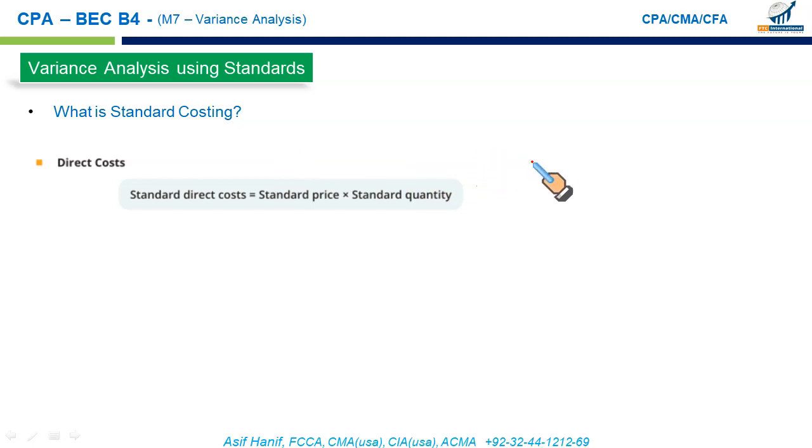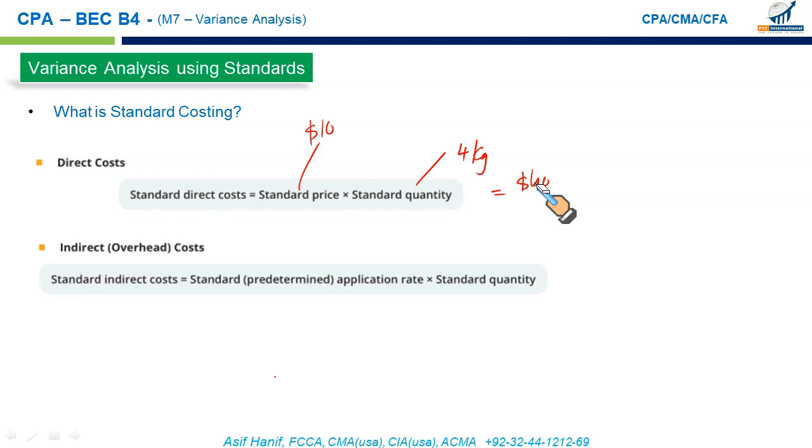Talk about material. We use a certain material which is used in kgs. Let's say 4 kg is required for a single unit, and each kg costs $10, which means our standard direct cost for material is $40. So this is how we set our standard for our direct material and direct labor.